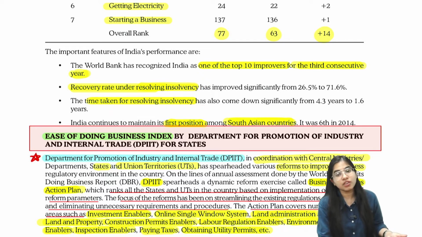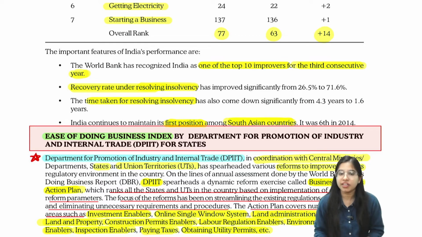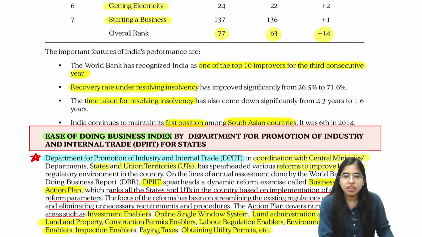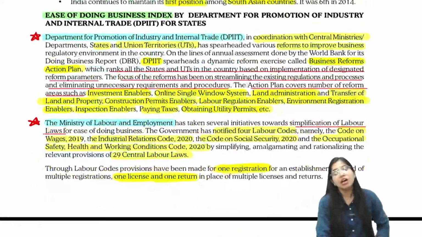Time taken to resolve insolvency is also good in India. Earlier the time taken was 260 days, now it is 180 days. So the time taken for resolving insolvency is being reduced, and India is in the first position among the South Asian countries. So these are a few takeaways about India. With this we are done with this topic.